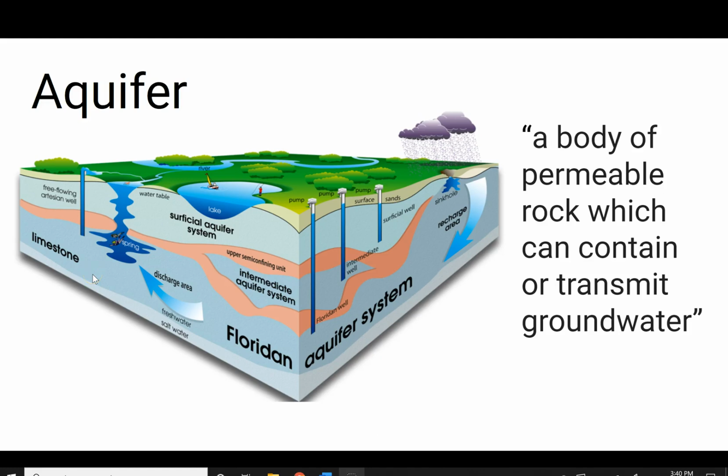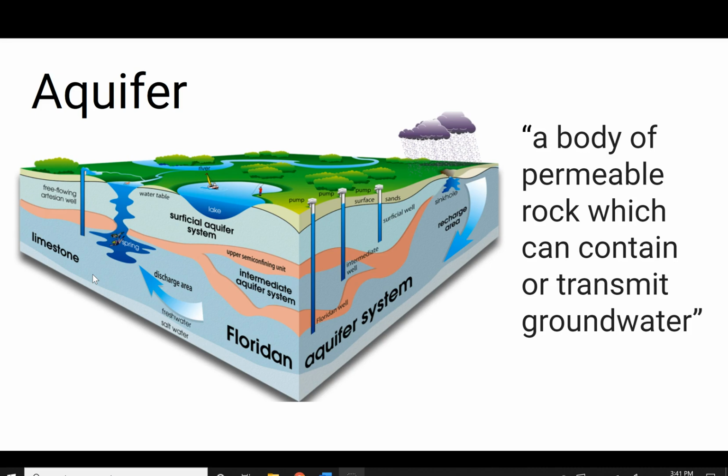An aquifer is a layer of rock or sand that can absorb and hold water. Now, on our screen, we see a slightly different definition, reading: a body of permeable rock which can contain or transmit groundwater. That's just another way of saying a layer of rock that has tiny holes that water could flow into, and that water under the surface we're referring to as groundwater. That groundwater is being contained in that layer.